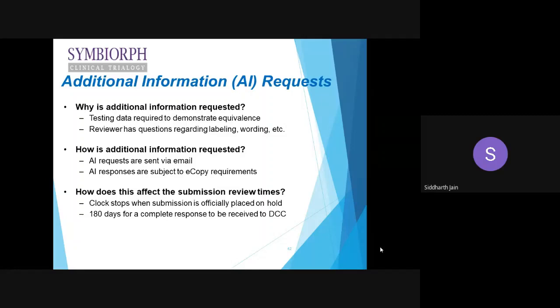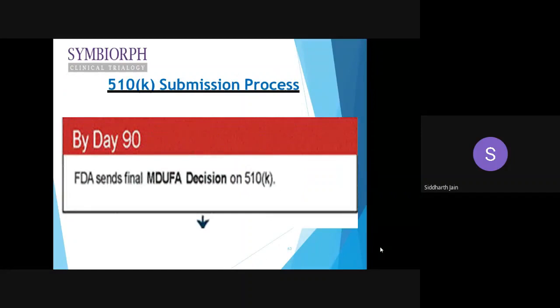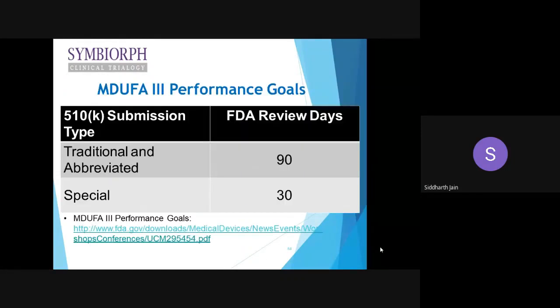They can also request additional information. I already talked to you about that. If they find any information missing from your application, they can ask for additional information also. Next slide. Next slide. By the next slide.